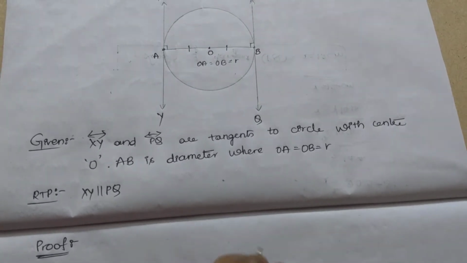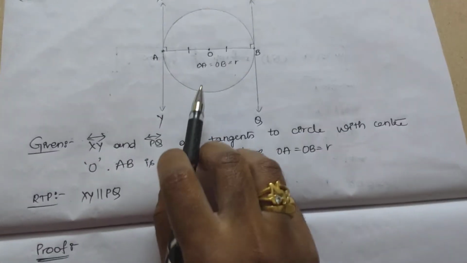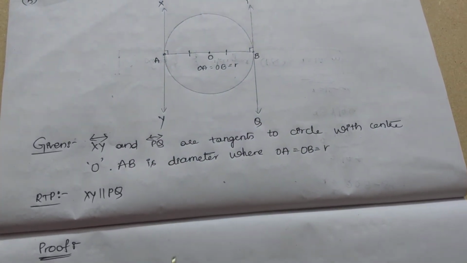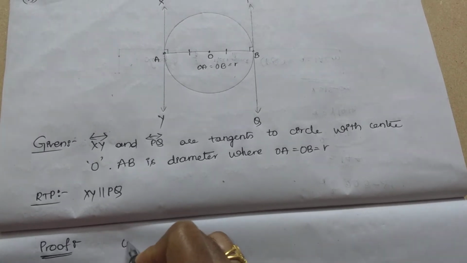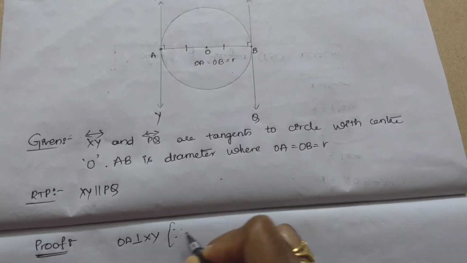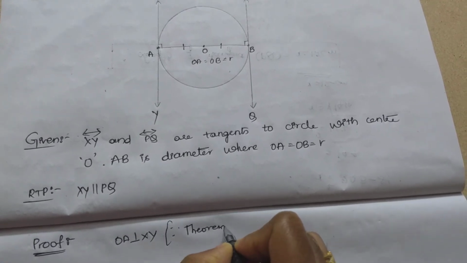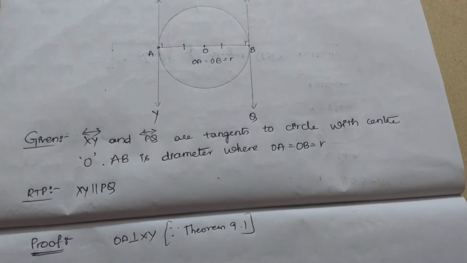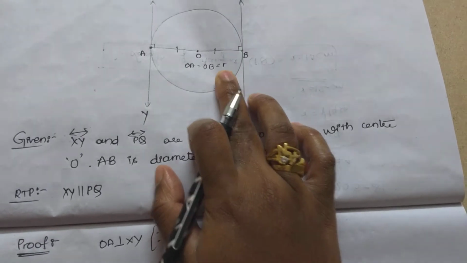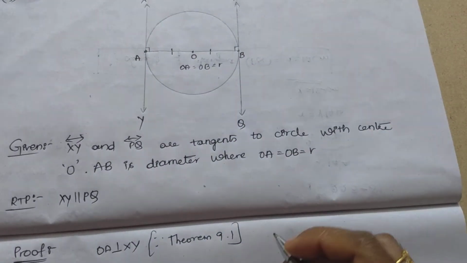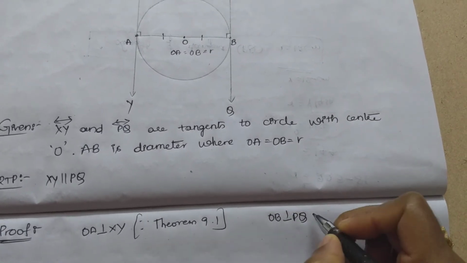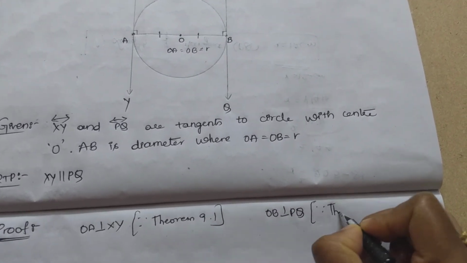Under the proof, as per theorem 9.1, we know that the radius is perpendicular to the tangent. So what will I write here? OA is perpendicular to XY, write in bracket, since theorem 9.1: the radius is perpendicular to the tangent. So OA is perpendicular to XY. In the same way here, OB is perpendicular to PQ. Write the same thing here: OB is perpendicular to PQ, in brackets, since theorem 9.1.